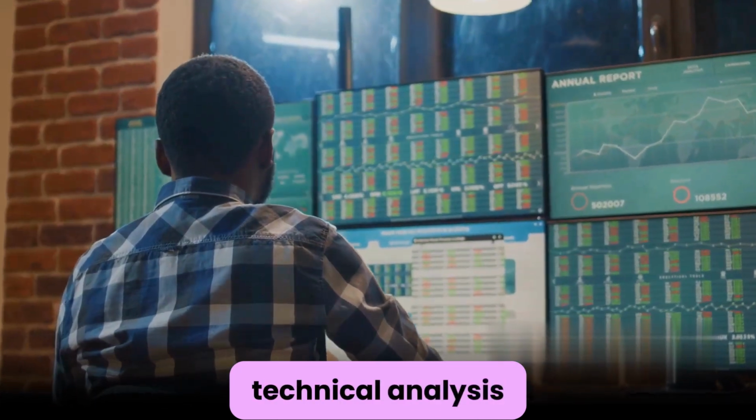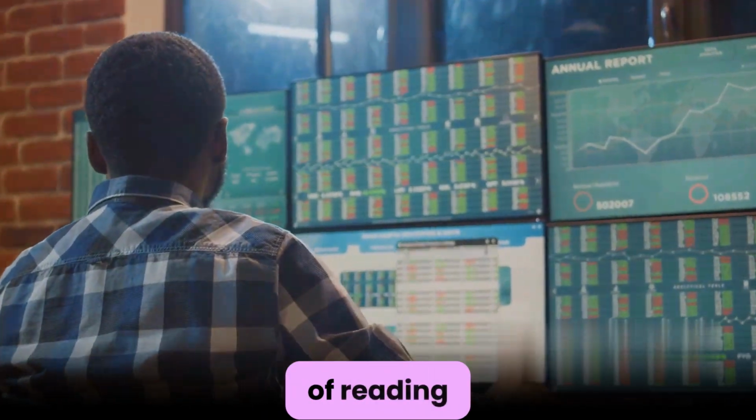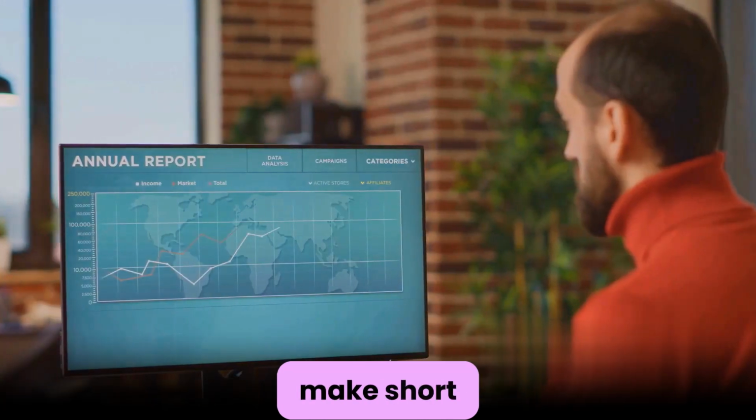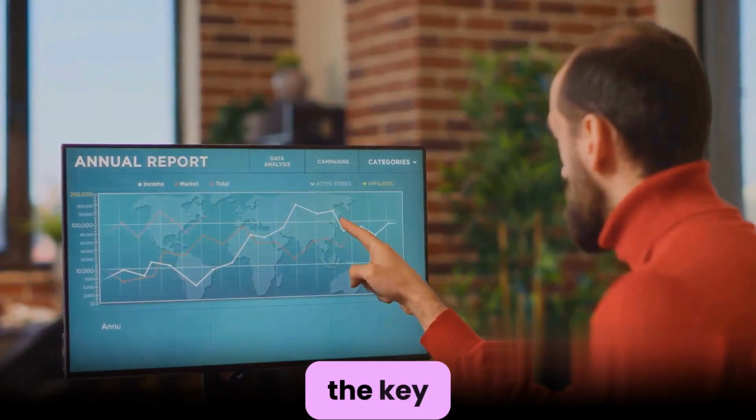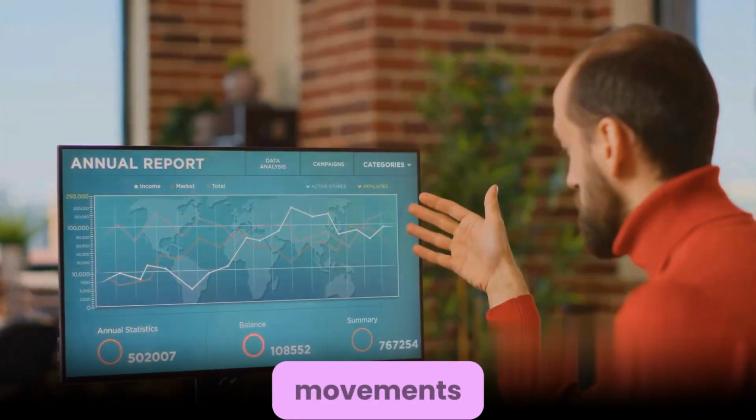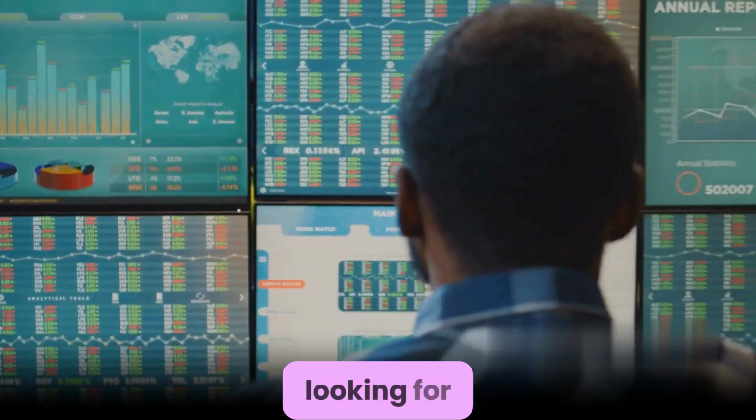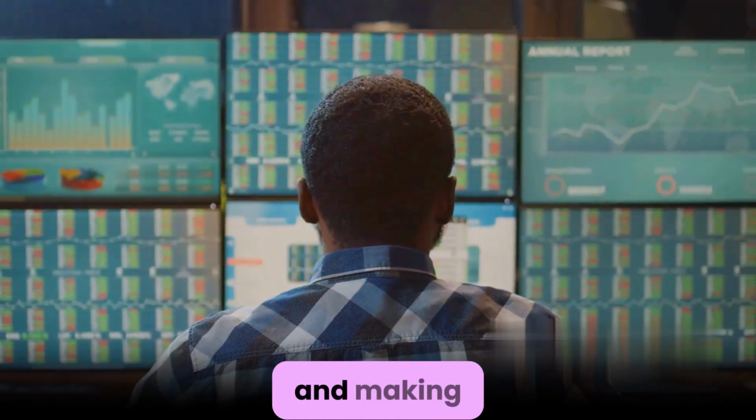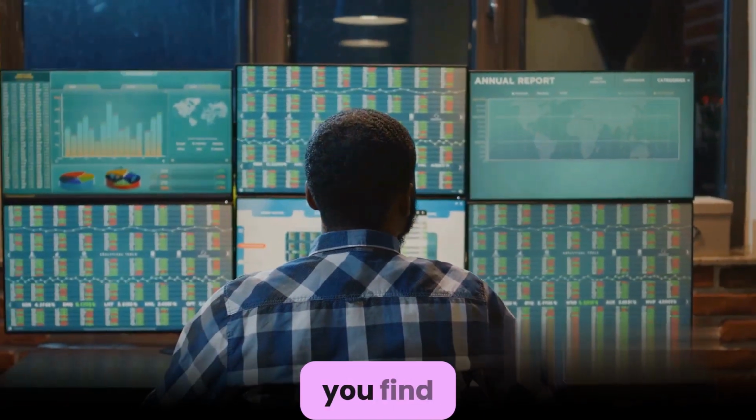Technical analysis. This is the art and science of reading price charts and indicators to make short-term trading decisions. The key is to identify patterns and trends in the market that can predict future price movements. You're like a detective looking for clues in the data and making informed decisions based on what you find.